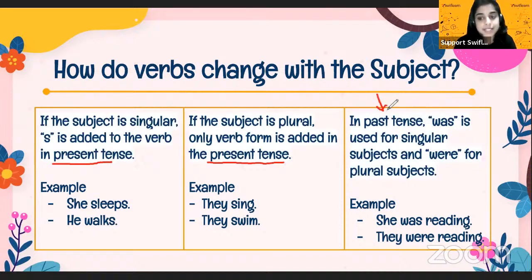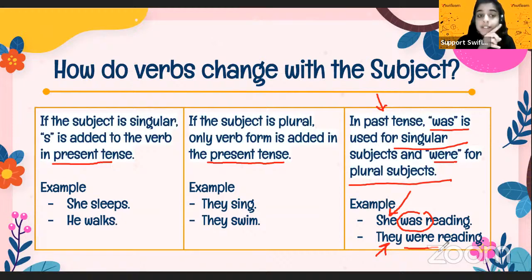Now we are going to talk about the past tense. In the past tense, we use was for singular subjects and were for plural subjects. Let's take an example. She was reading. Was is used for a singular subject. She is singular here, and this is in the past tense. Second one, they were reading. They is the plural subject. Were is the past tense verb. So remember, in the past tense, was is used for a singular subject, were is used for a plural subject. Was for singular, were for plural. Is that clear?